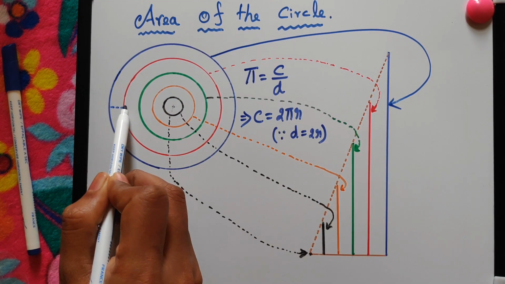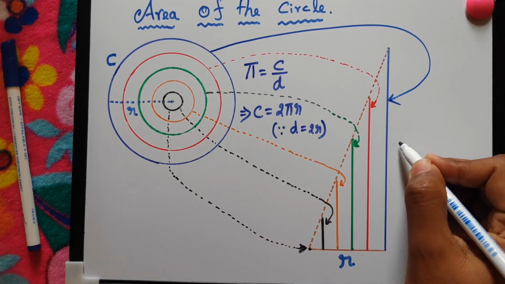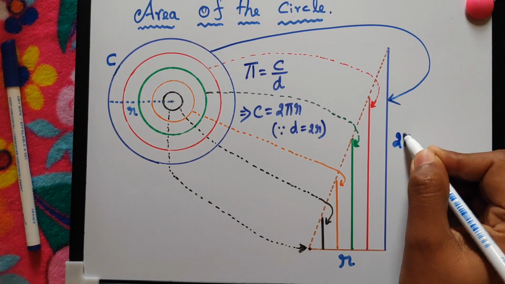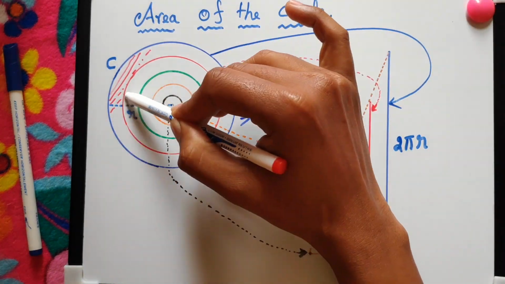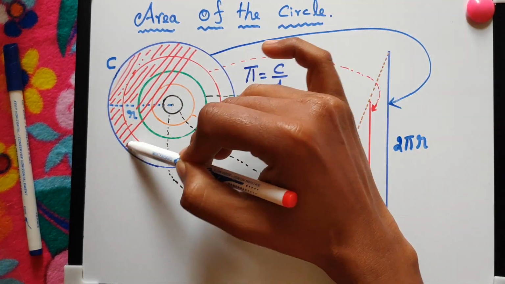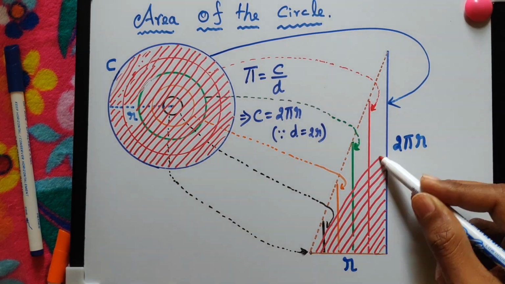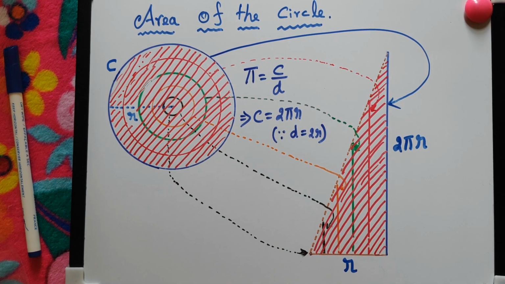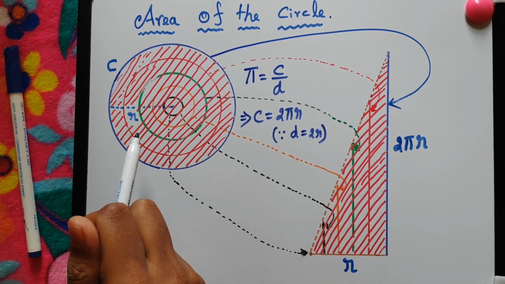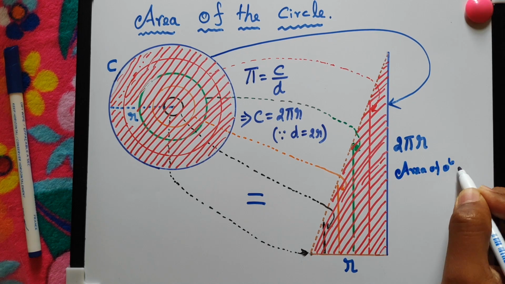The radius is exactly the same as the base of the triangle, and the circumference is exactly equal to the height of the triangle, 2 pi r. So if you do this approach infinitely many times, you can realize the base of the triangle is equal to the radius of the circle, and the height of the triangle is equal to the circumference of the circle. So we can visualize now that the area of the circle is equal to the area of the triangle. It is exactly equal. So let's try to derive from here.